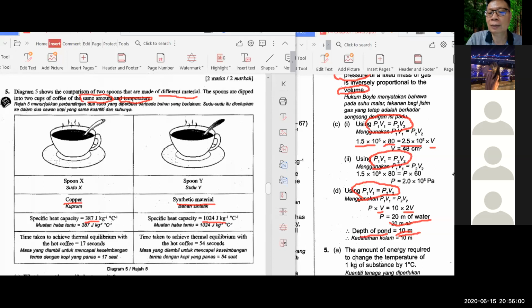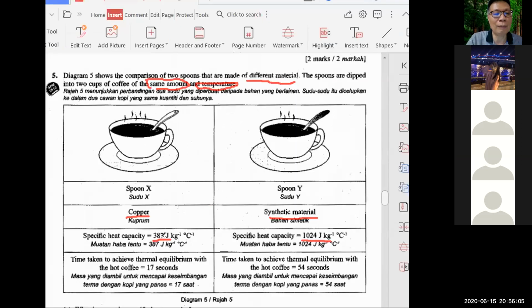Can you tell me now who will get hot faster? The one with the small specific heat capacity or big specific heat capacity, which one will get hot faster? Carmen, are you there, Carmen?